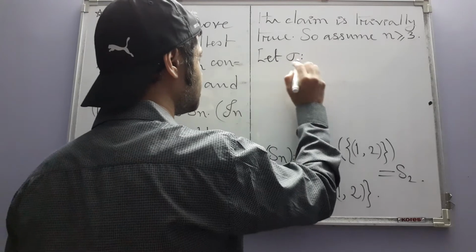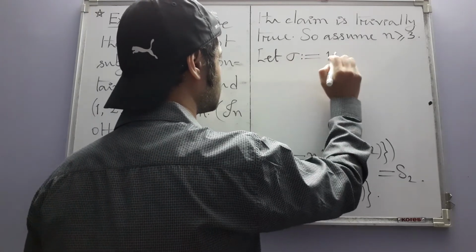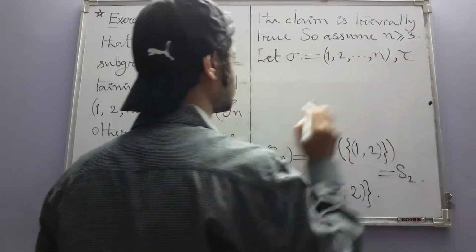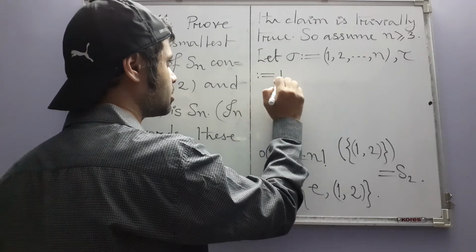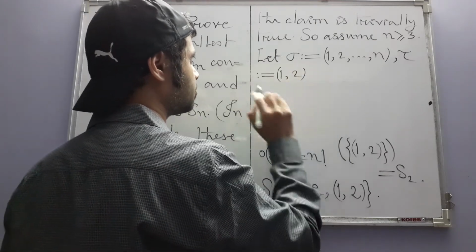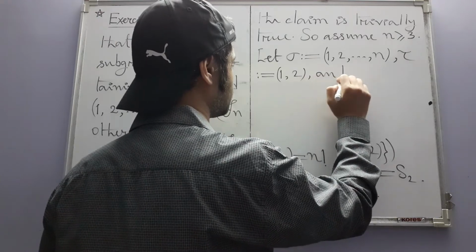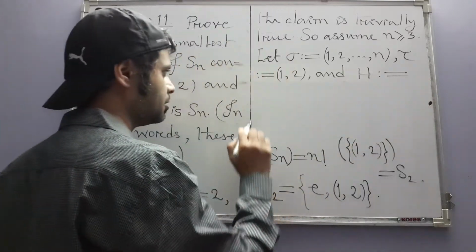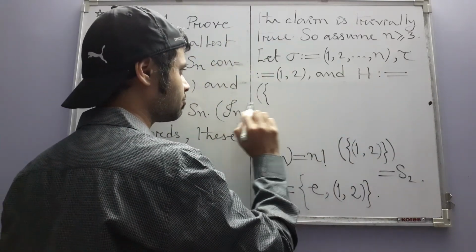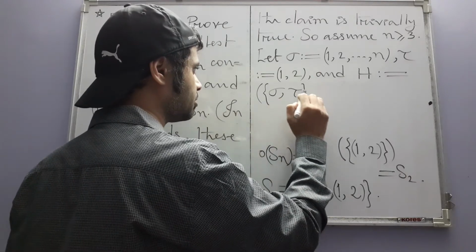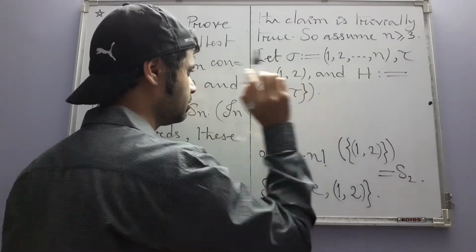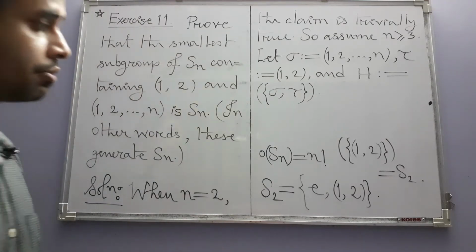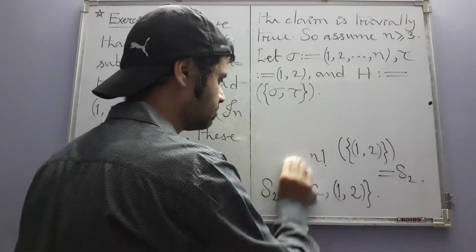Let sigma be defined to be this n cycle, tau be defined to be this 2 cycle, and let H be defined to be the subgroup of Sn generated by this subset, that is generated by sigma and tau. Okay. Now let us see what we can do with these things, sigma, tau.